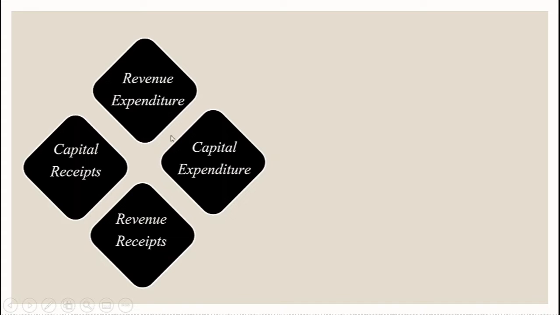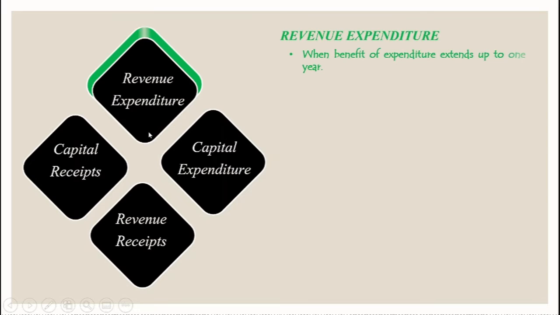So expenditure is divided into two, that is revenue and capital expenditure. Revenue expenditure is the one which extends up to 1 year. That means the benefit we get from such type of expenditure is exhausted within a year. For example, wages are paid. So this is an expenditure, an amount which is spent. Now here the services which we get from the worker are exhausted within a year.